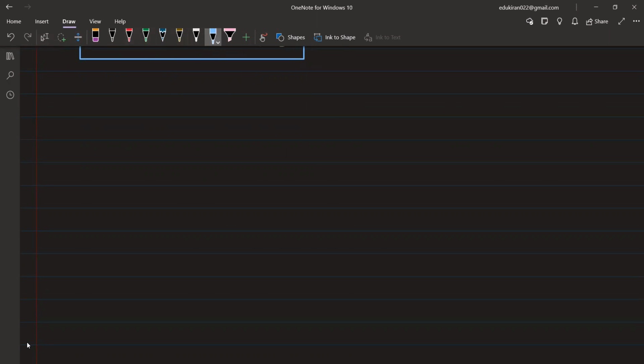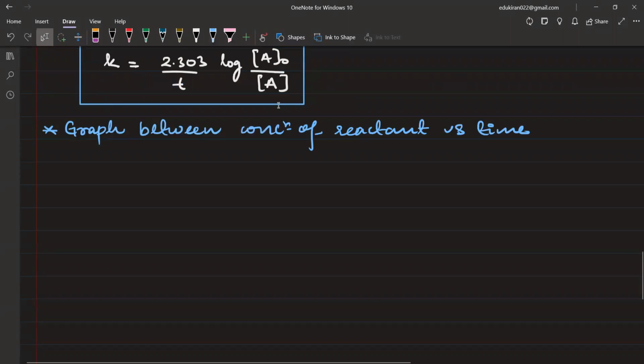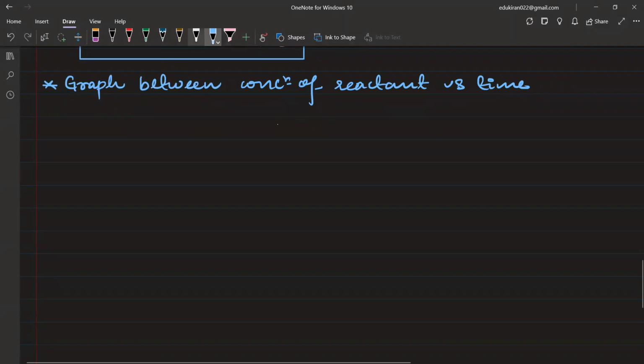Now we are going to look at the graphs, as we saw the graph in the zero order reaction also. So please write the first graph: graph between concentration of reactant versus time. Please see, it is not the initial concentration, it is just the concentration. The concentration is represented by the A part here. So what we have is log A naught upon A.